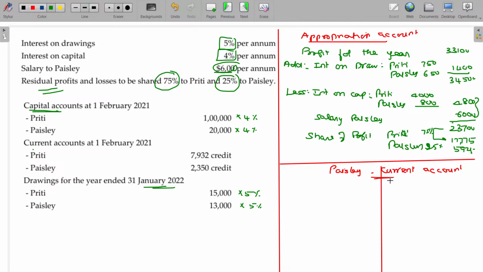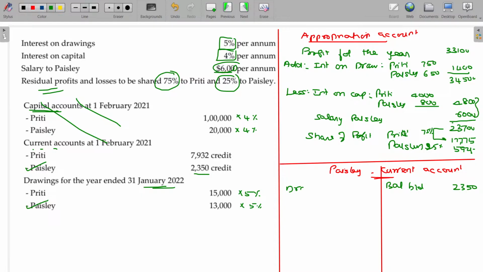Now we have to prepare Paisley's current account. In Paisley's current account, you start with a current account. This capital account is not required. If you prepare capital account, this will be appearing. As we are not going to prepare the capital account, only current account, so especially Paisley details are going to be recorded. So balance brought down being 2,350 credit. If it is being the debit, then you have to post that in the debit side. Is that okay? And in case of drawings that should be subtracted, means it should be posted the other side.